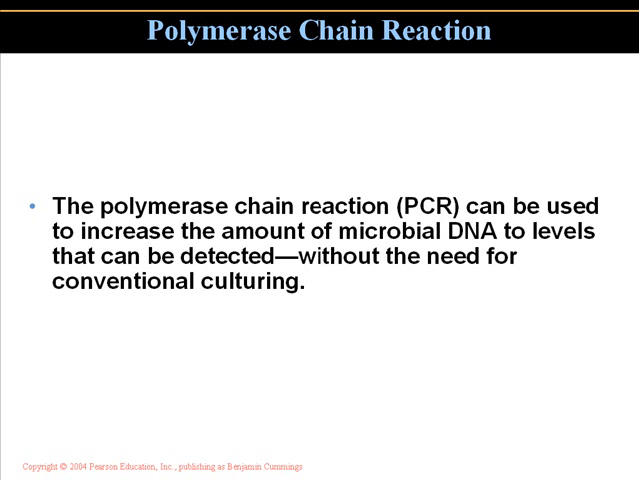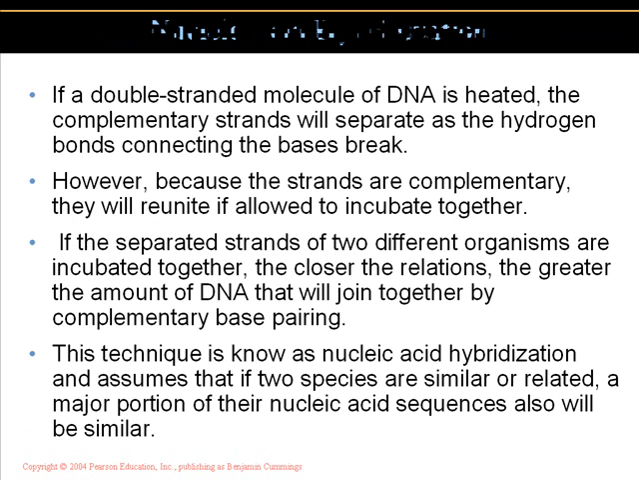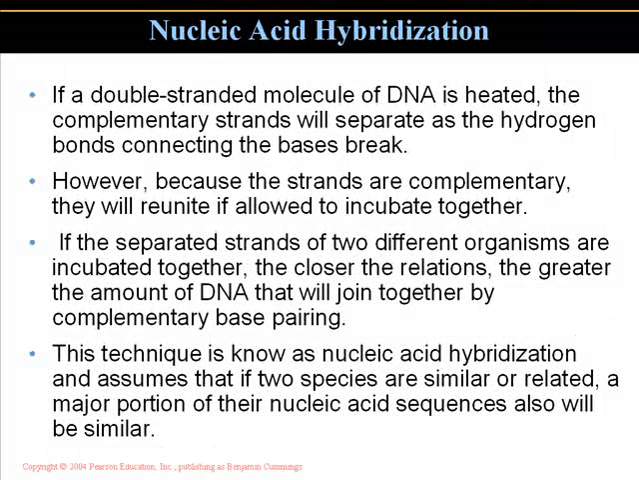So if you have a small sample of an organism, you can use the polymerase chain reaction to give a larger sample of the DNA that you're trying to identify and use. If double-stranded molecules of DNA are heated up, complementary strands will separate. We know heat and changes in pH will alter the DNA structure. The hydrogen bonds that connect the bases together will then break apart under these types of conditions.